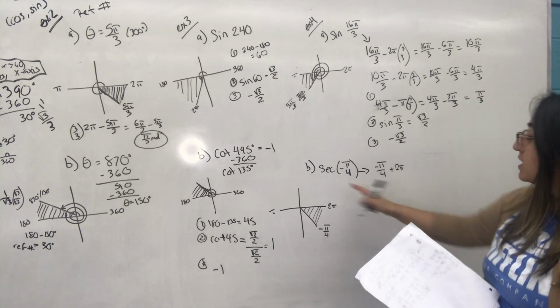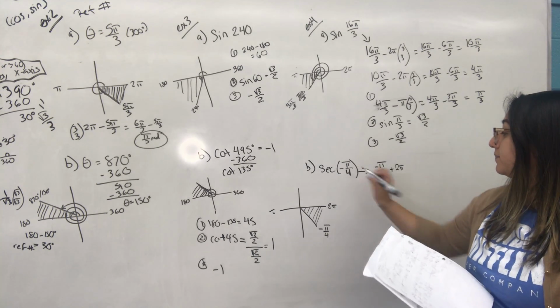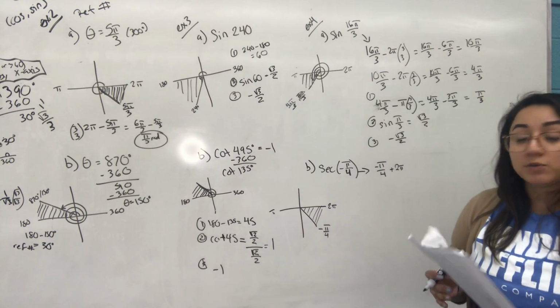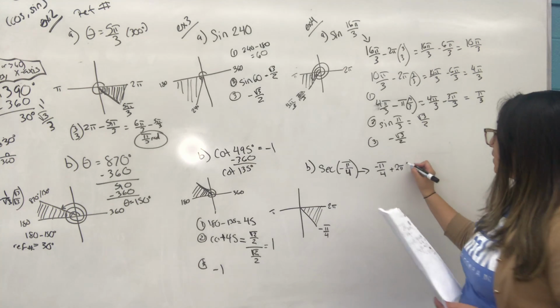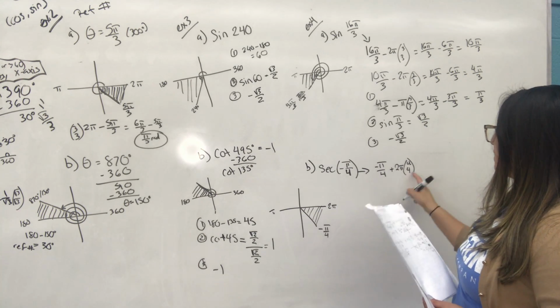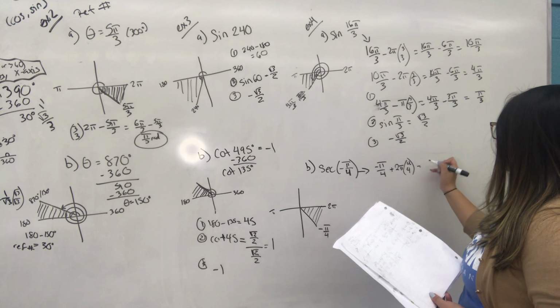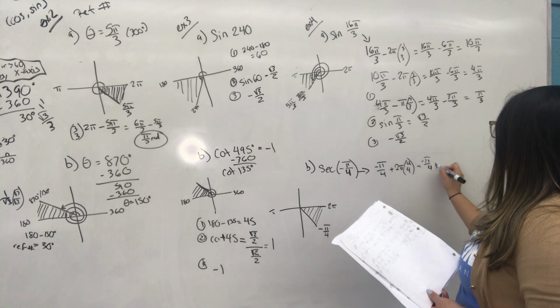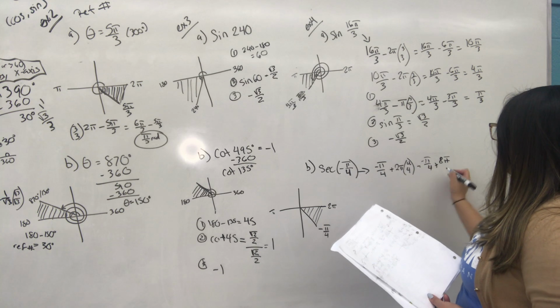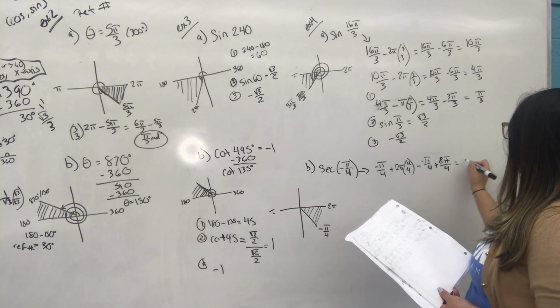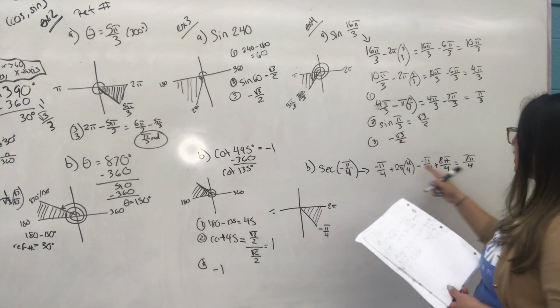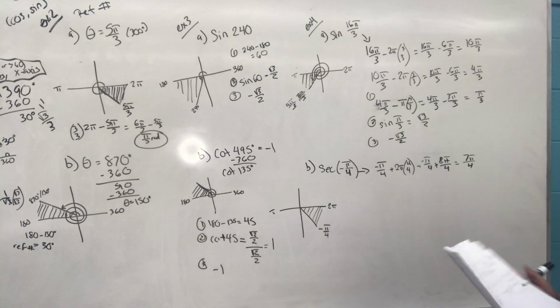Last one, the secant of negative π over 4. It's negative, so remember we have to keep it within the circle. So I'm going to add 2π to it. So that means I'm going to multiply by 4 so I can get the common denominator. And then I get negative π over 4 plus 8π over 4, 2 times 4, over 4. And that gets 7π over 4. It's positive. Remember, you're only adding and subtracting.